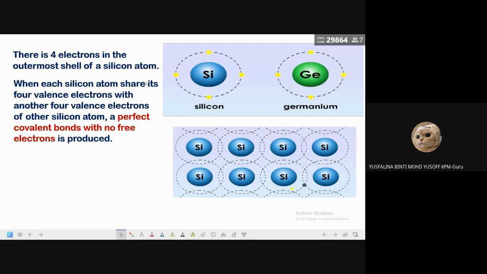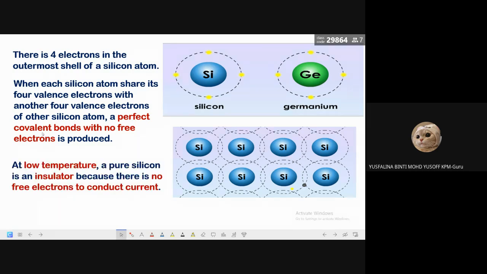Okay, so this one you already know, right? For each orbit, they need to have 8 electrons to be stabilized, that is, to be stable. So now silicon is 4, germanium is 4, so 4 plus 4 is 8, right? So they can form perfect covalent bonds with no free electrons. Okay, so that happens when we share the silicon and also the germanium electrons.